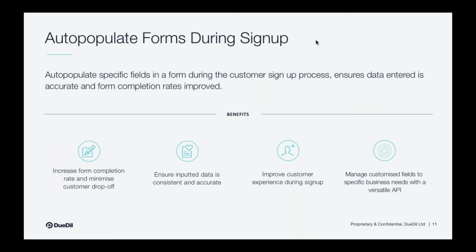Now, any business that has online sign-up forms will know that customers want to fill in as few fields as possible, or they can give up and drop off. Businesses also know that relying on people to enter data in fields can be prone to inaccurate data being entered. Using the DueDil API to auto-populate fields not only speeds up the sign-on process, but gives the customer a nicer onboarding experience. It reduces drop-off rates and ensures that the data being entered is accurate.